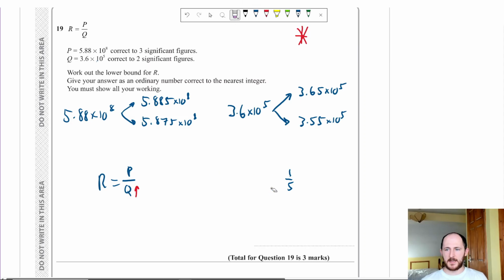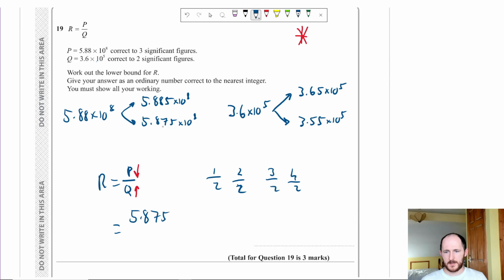Now let's do the same thing with the numerator. What happens if I make just the numerator bigger? Well, this one might be a bit more obvious. As I make the numerator bigger, the value is getting bigger. So if I want to make R as small as possible, I want P to be as small as humanly possible, because I want a smaller number divided by a bigger number. So if I take the lower bound of P, which is 5.875 times 10 to the power of 8, and I'm going to divide it by the biggest value of Q, which is 3.65 times 10 to the 5.